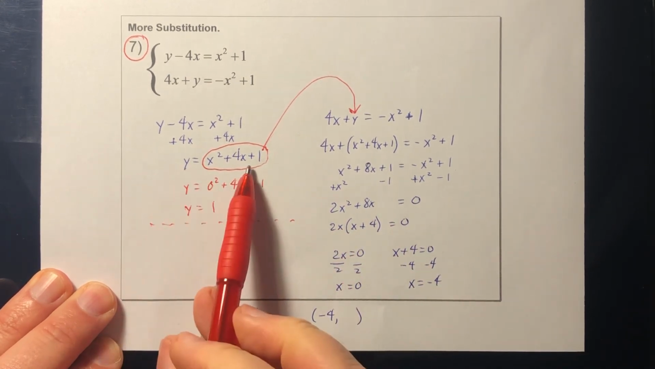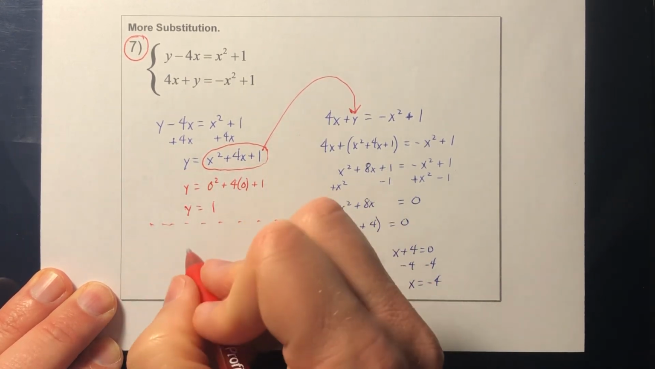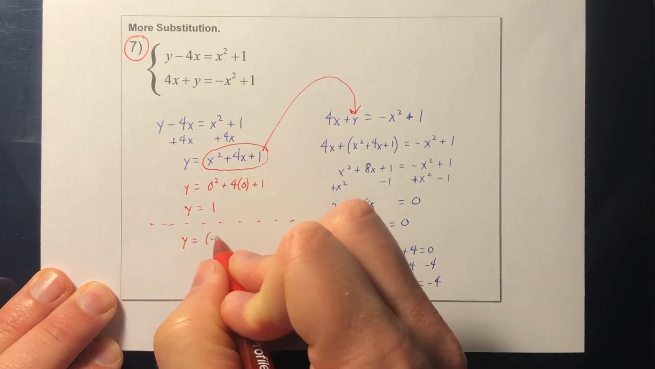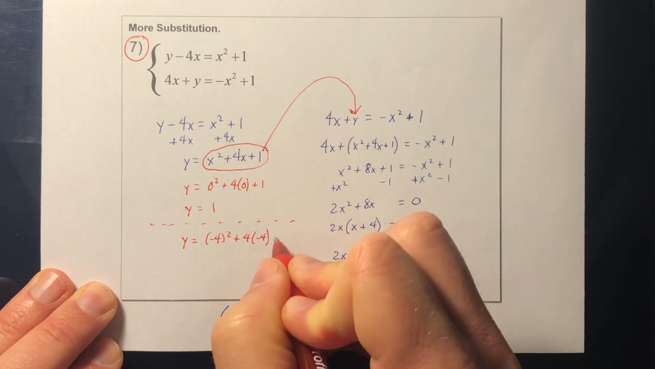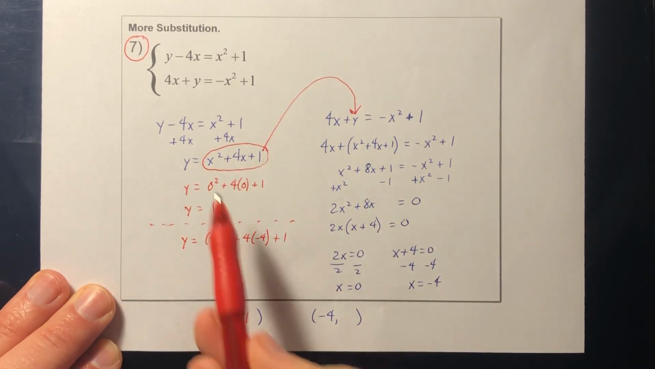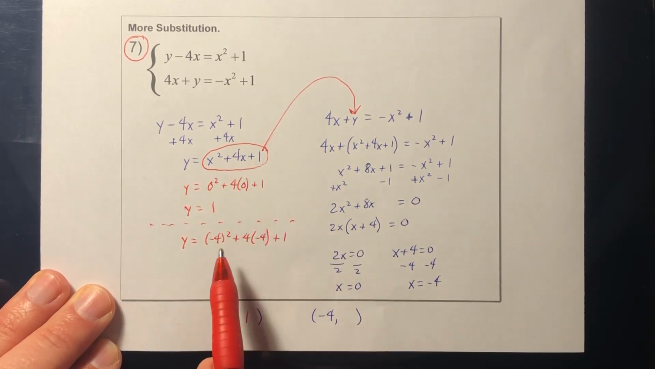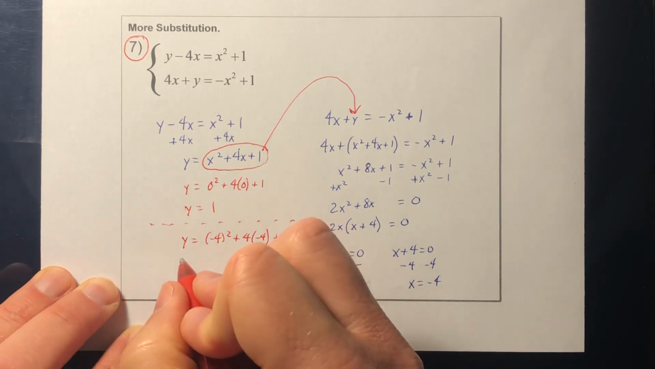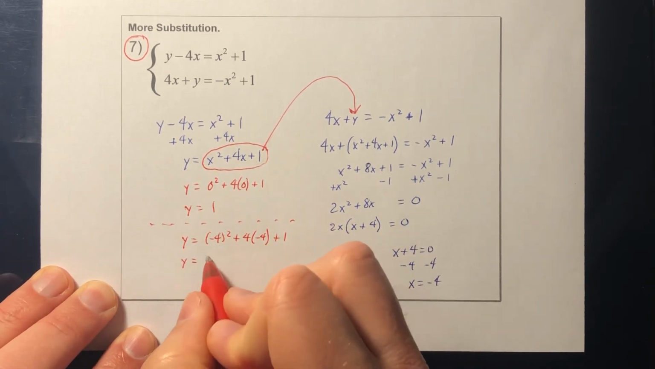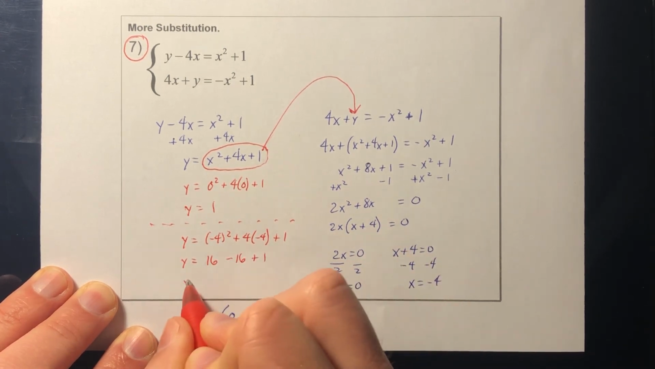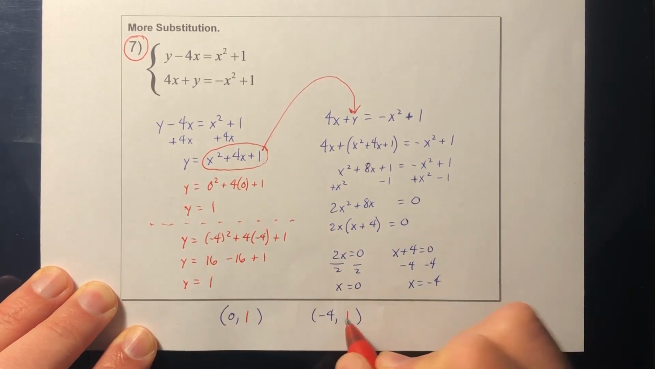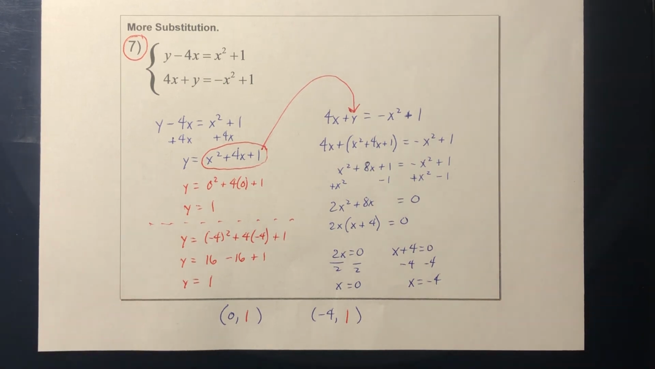Now use that same equation here. Now x is -4. So -4 squared plus 4 times -4 plus 1. So I replace that x and that x with -4. Now just be careful cleaning this up. This is going to give us 16 minus 16 plus 1. We end up with 1. So there's your two solutions.